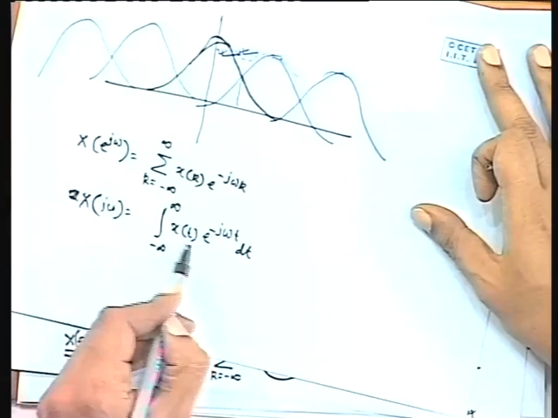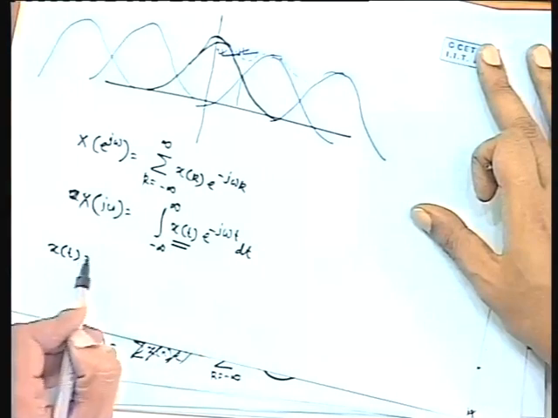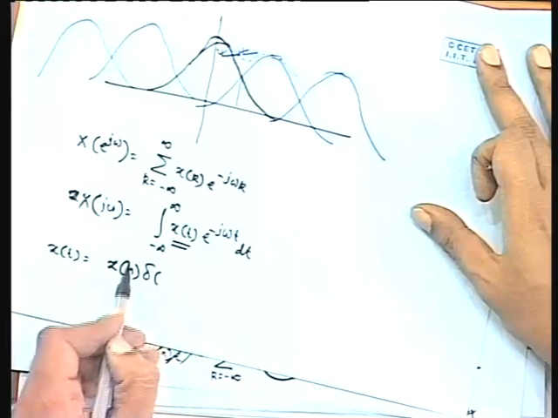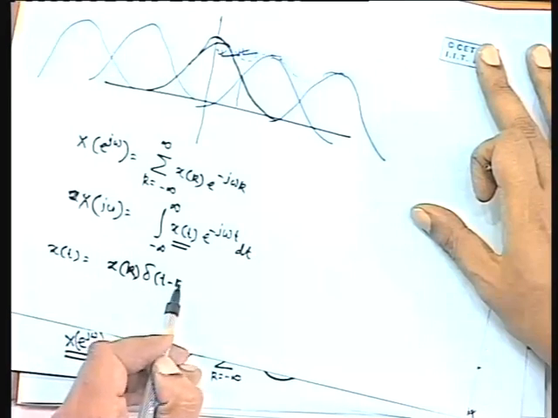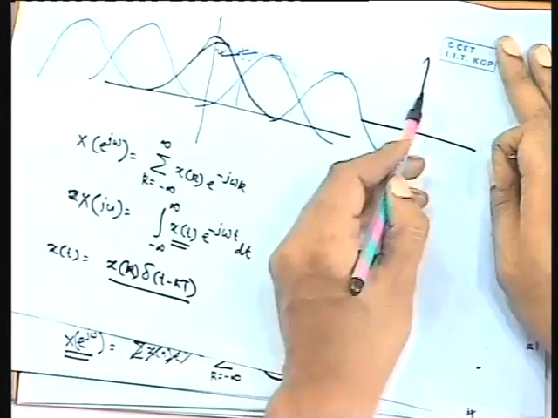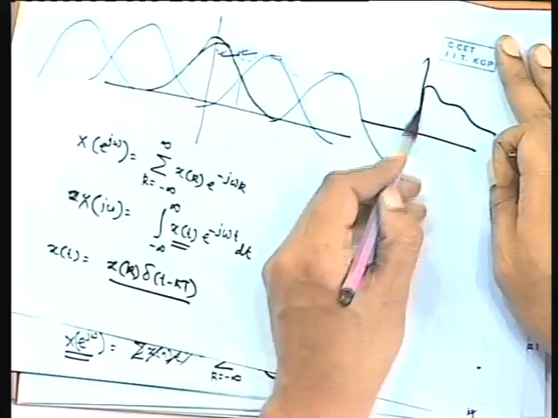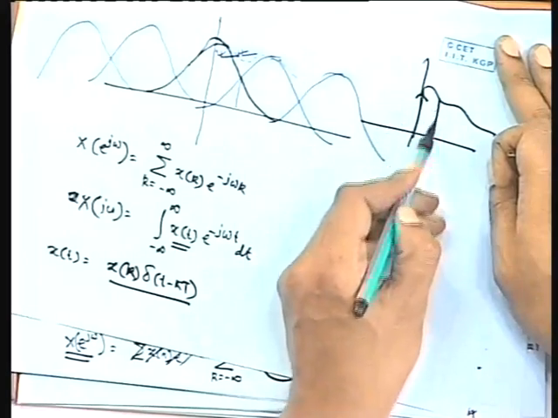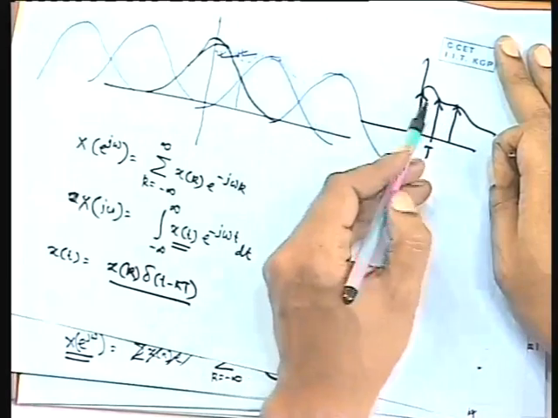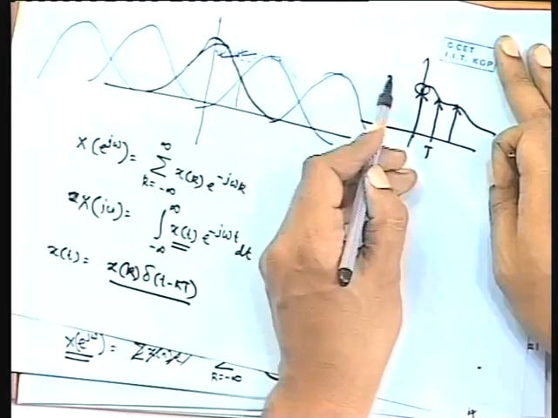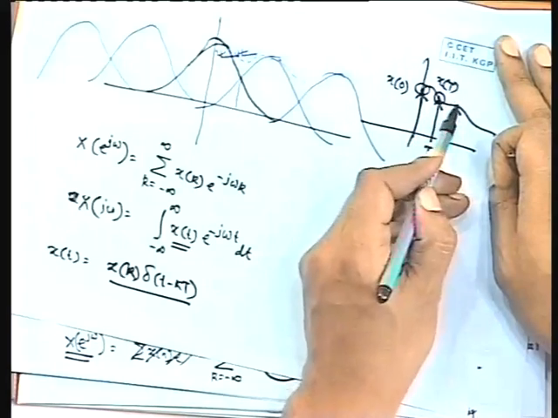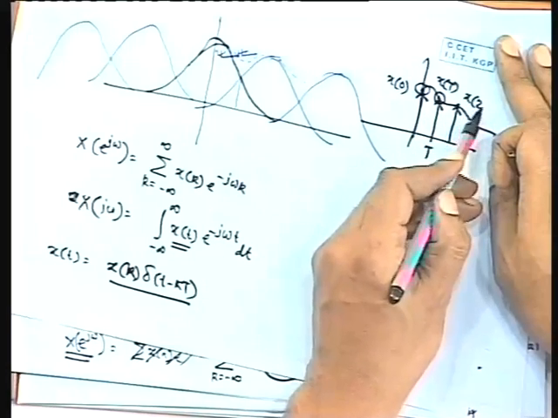Now, suppose I have x(t) equal to sigma x[k] delta(t minus kT). That is, I have this signal: at 0 I have an impulse, at t equal to T I have an impulse, at t equal to 2T I have an impulse. The strength of this impulse is x[0], the strength of this impulse is x[T], the strength of this impulse is x[2T], and so on.